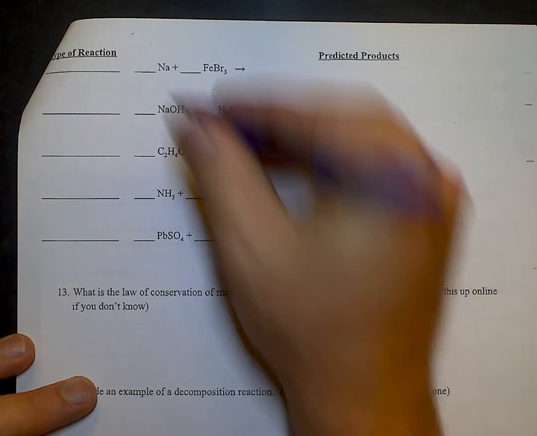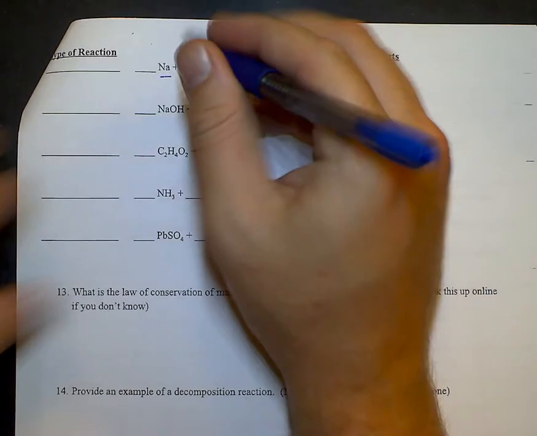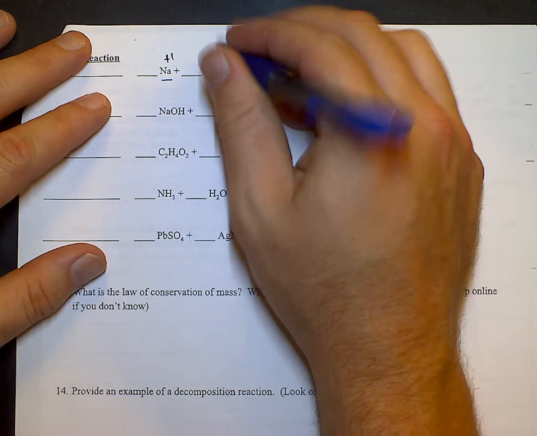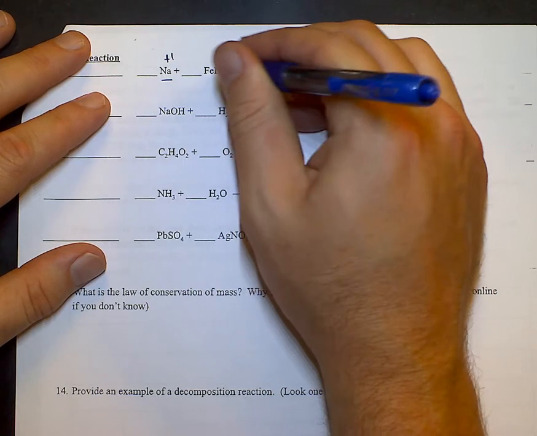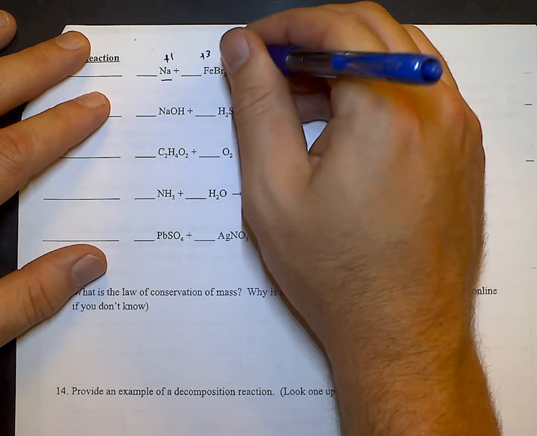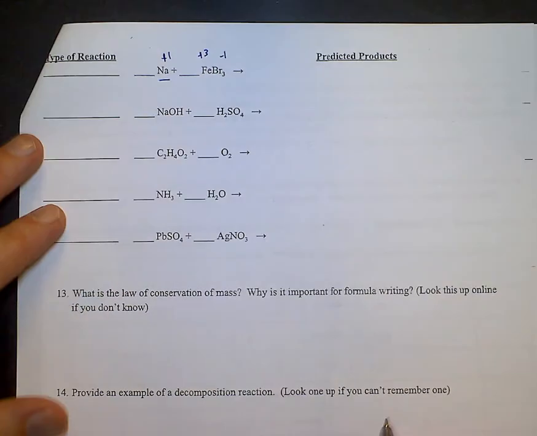Sodium by itself has a charge of positive 1. Iron bromide: iron has a charge of positive 3. We know that because of the subscript. And bromide has a charge of negative 1.